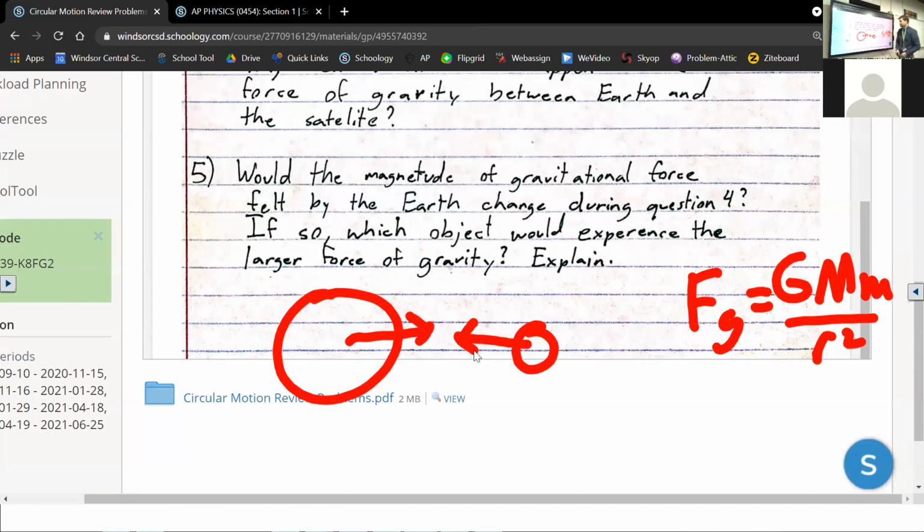So this answer here, would the magnitude of the gravitational force felt by the Earth change? Yes. And if so, explain. Well, if you change one of the masses, you're going to change the force for that one, and the other force has to change with it because the forces must always be equal. They are what's called a Newton's third law pair.